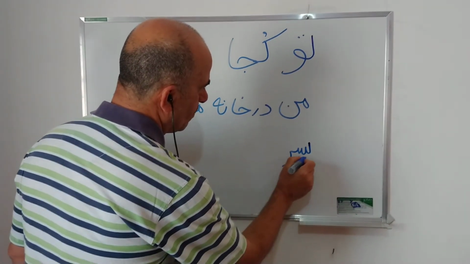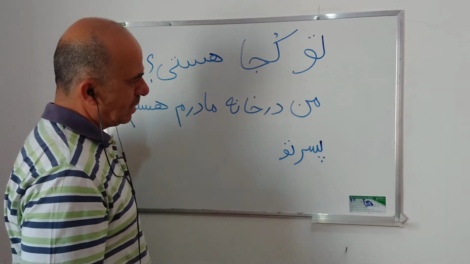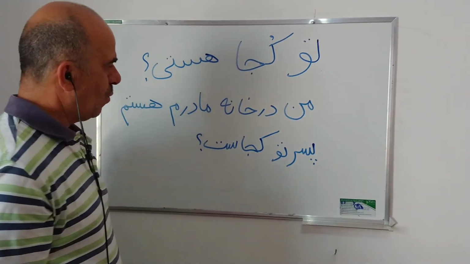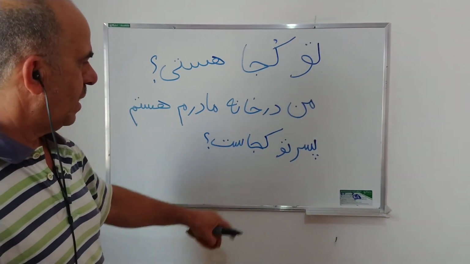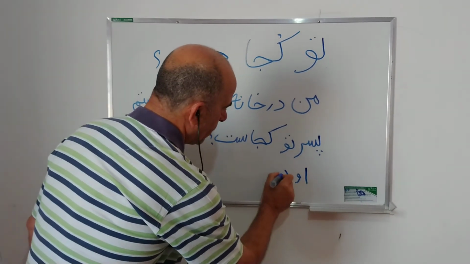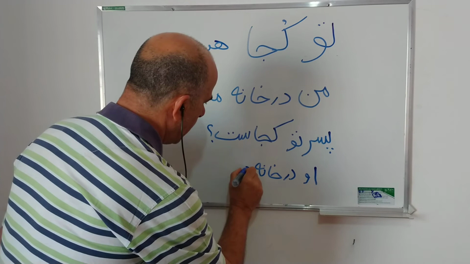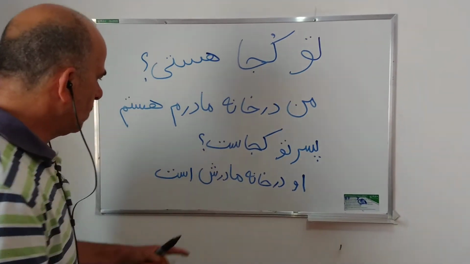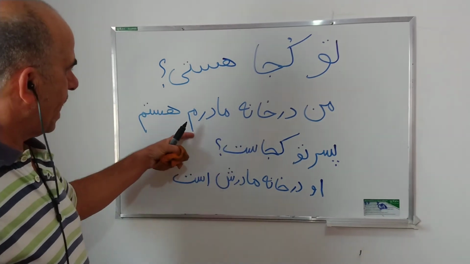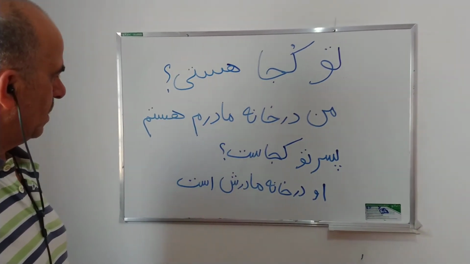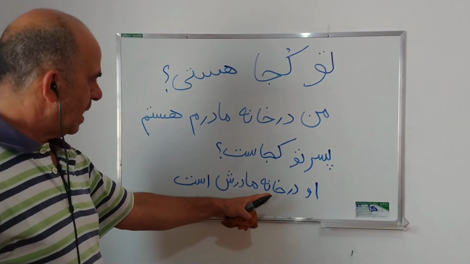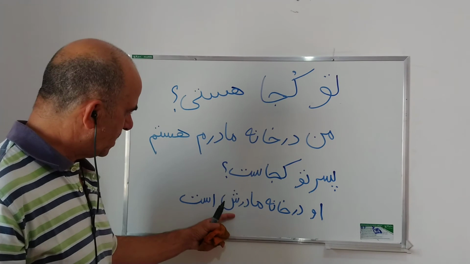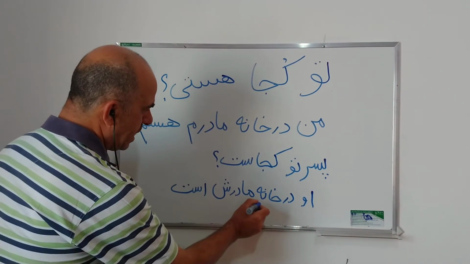پسر تو, your son, کجاست؟ Where is, کجاست or کجا است؟ کجا؟ او در خانه مادرش است. مادرش, مادرم, مادرش. He is at his mother's house. خانه مادرش هست.